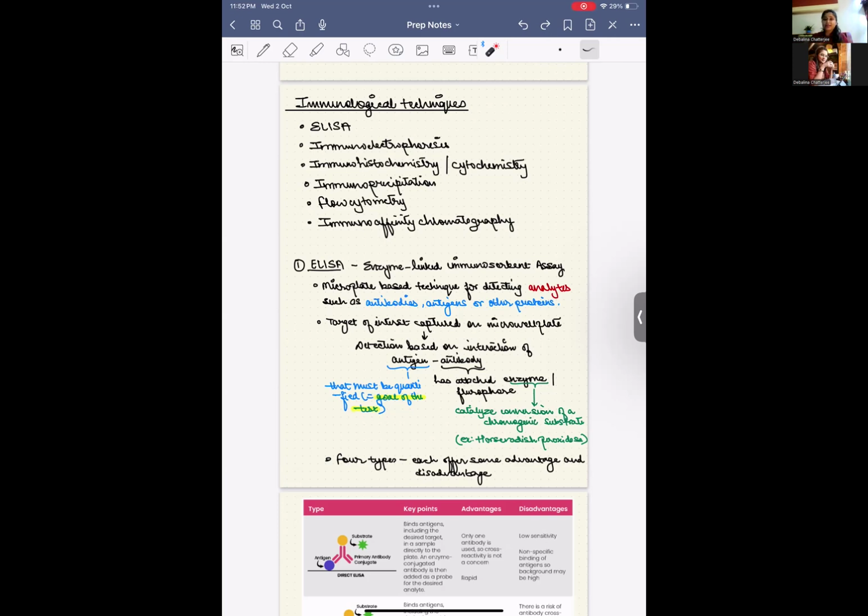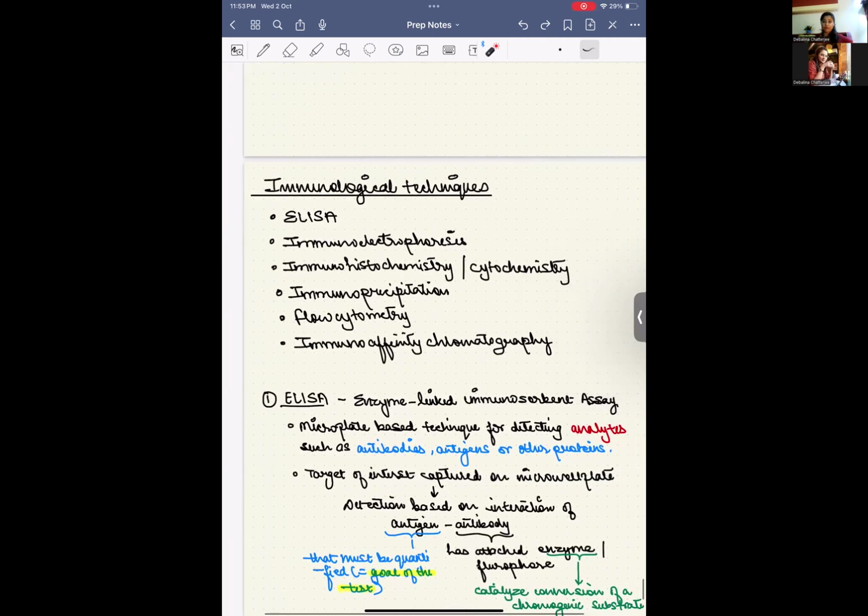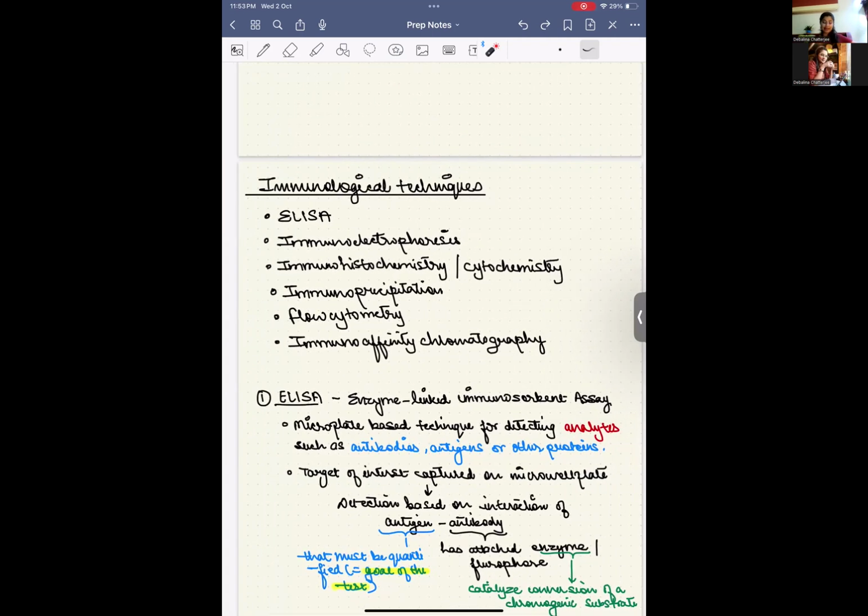So the bottom line is all of the immunological techniques require an interaction of antigen and antibody, and that is why it is coming under the umbrella term of immunological techniques. The techniques that are primarily used in day-to-day processes, which are very popular immunological techniques, are ELISA, electrophoresis, immunohistochemistry, immunoprecipitation, flow cytometry, and immunoaffinity chromatography.